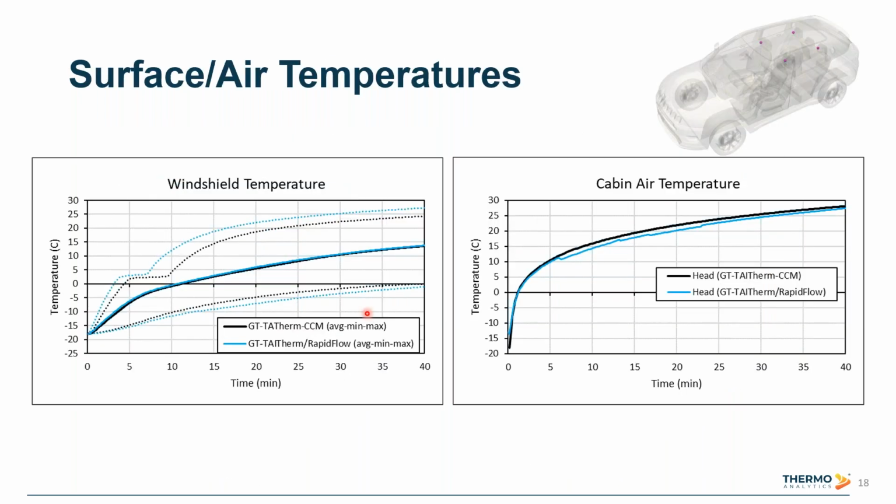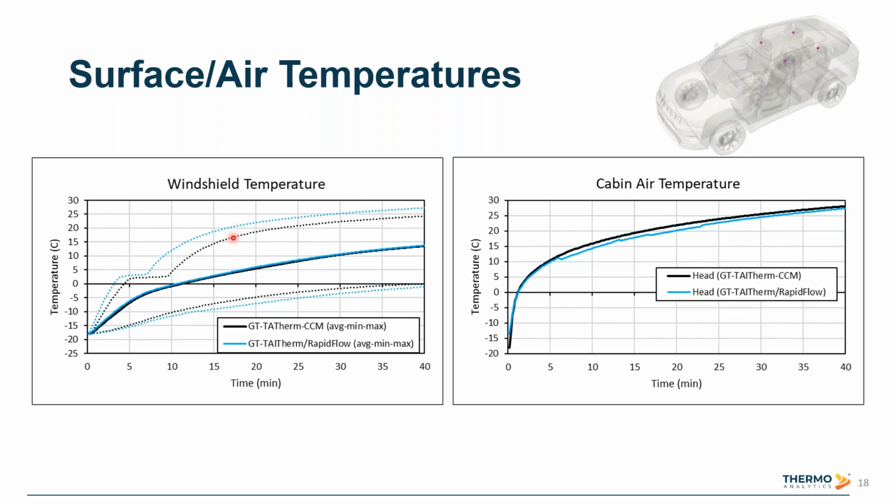Here on the left, we see a comparison of the windshield interior surface temperature. Again, three-tool coupling is in black, and then the GT TAITherm rapid flow solution is in blue. The solid line in the middle is the windshield average temperature. You can see that compares extremely closely.